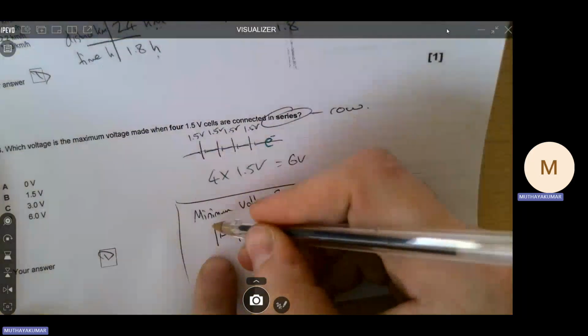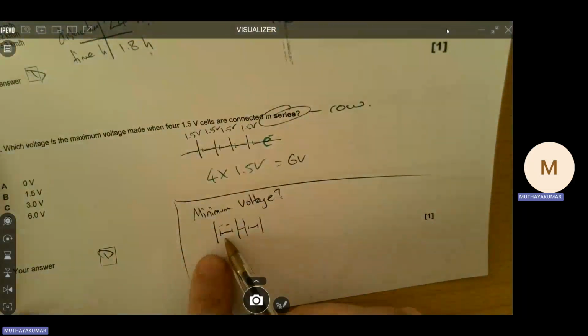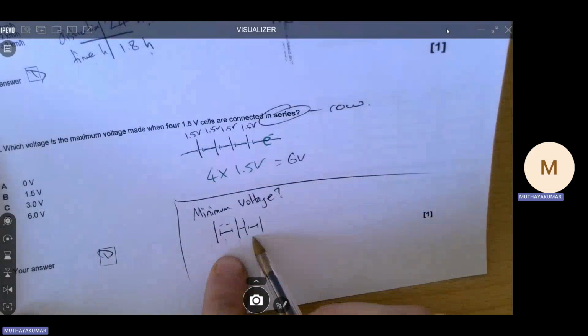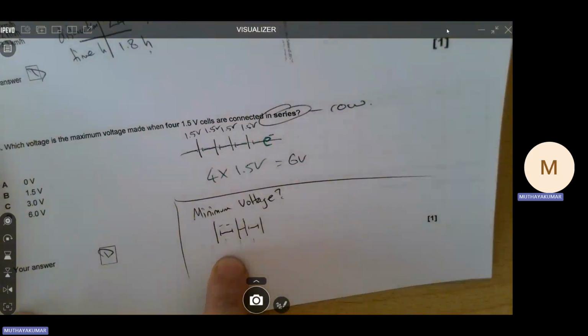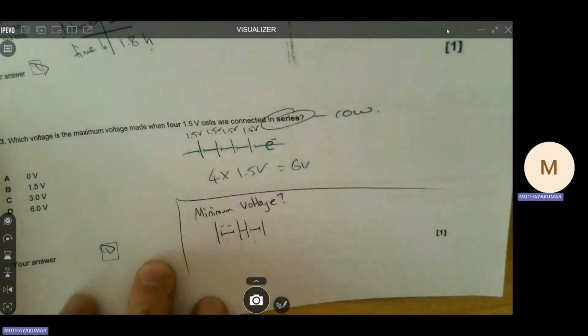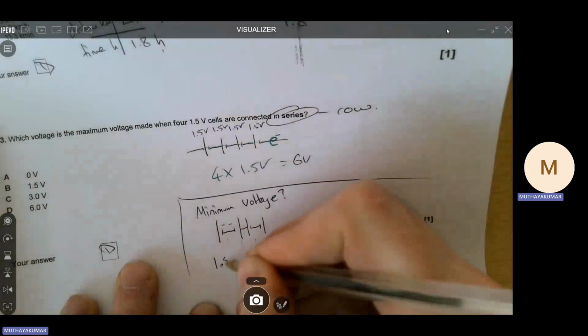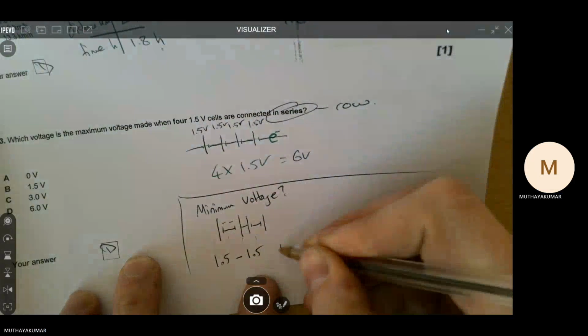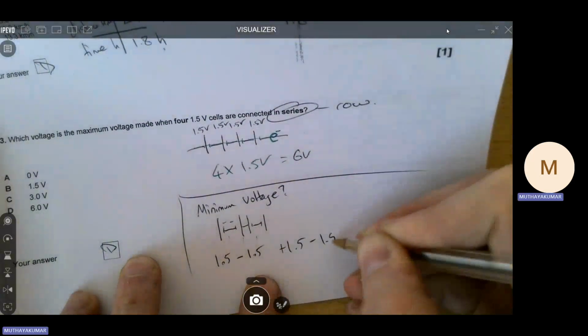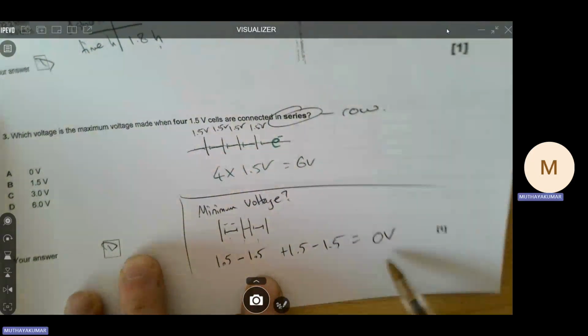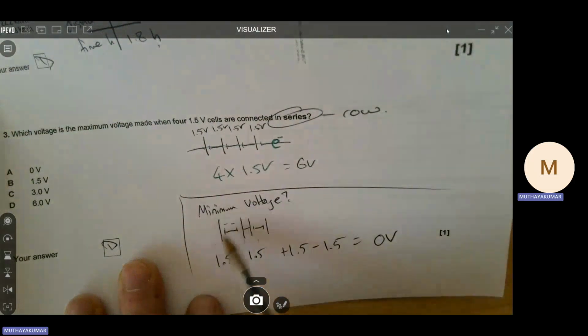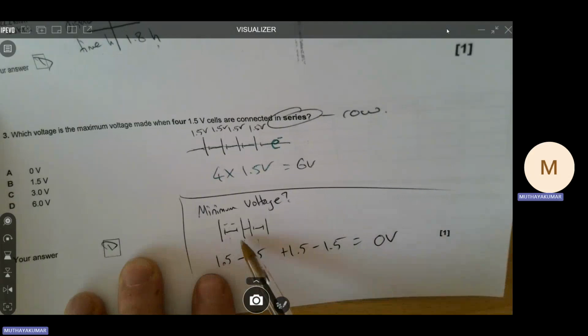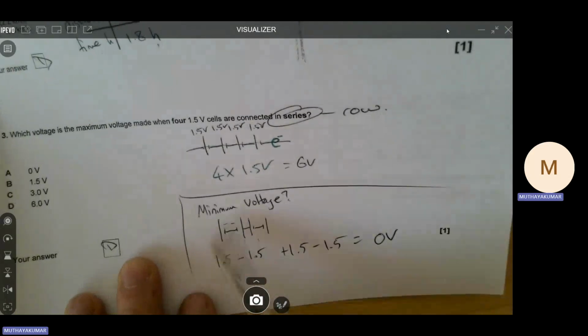So although you might think it's 1.5 plus 1.5 plus 1.5, actually, because they're the wrong way round, they cancel each other out. So this would be saying 1.5 minus 1.5 plus 1.5 minus 1.5, and actually the minimum would be 0. If you did them like this, it just wouldn't work at all. So why do we not do this in a circuit? Obviously it's pointless, it wouldn't work.